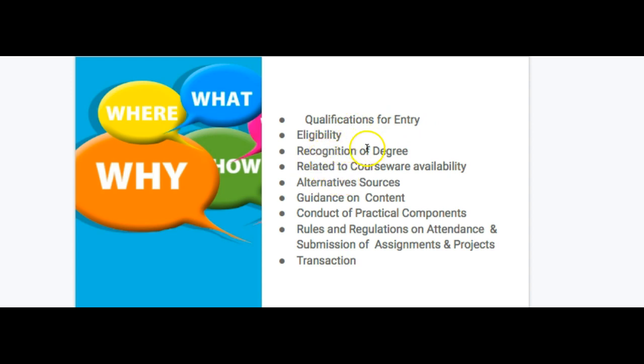I have talked about the recognition, and how the courseware will be available, what the alternative sources are if the courseware is not available, what the guidance on the content will be, and how the practical components will be taken care of. What are the rules and regulations on attendance and submission of assignments, and how will the transaction take place? These are only a few questions. There are many, like can I get an alternative study guide if the language of the study material is a problem, and so many other questions the learner has.